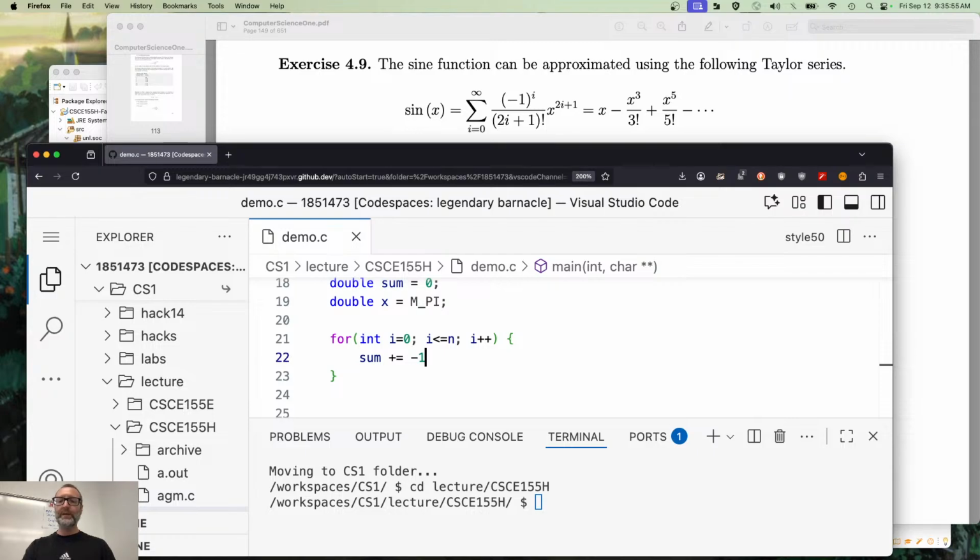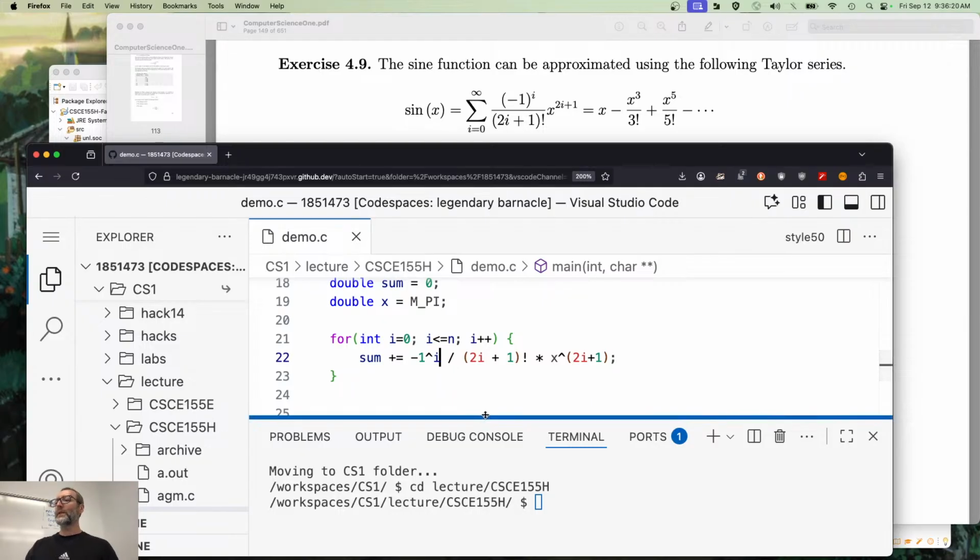-1 raised to the power i, right? Divided by (2i + 1) factorial, right? If you've never seen that before, that's factorial. So 5 factorial would be 5 times 4 times 3 times 2 times 1, right? And then times x raised to the power 2i + 1. Obviously, this is all wrong, right?